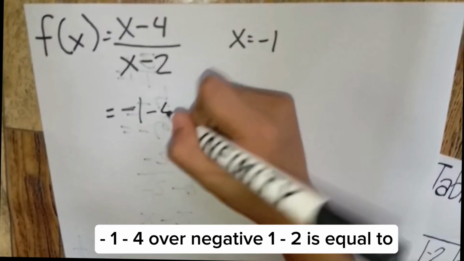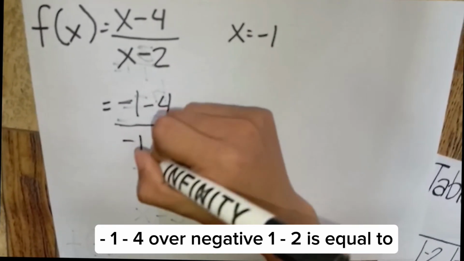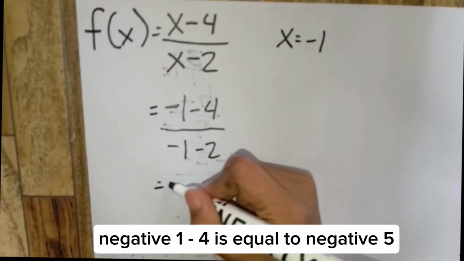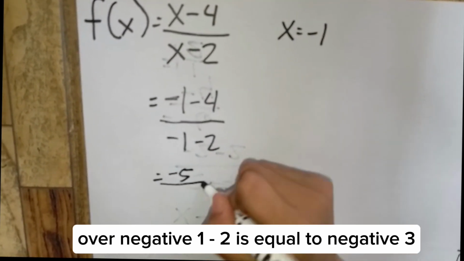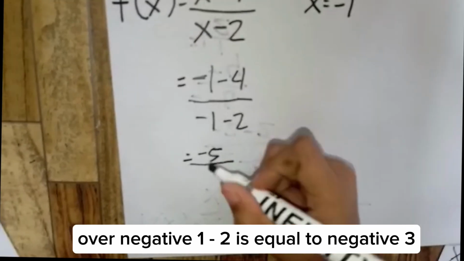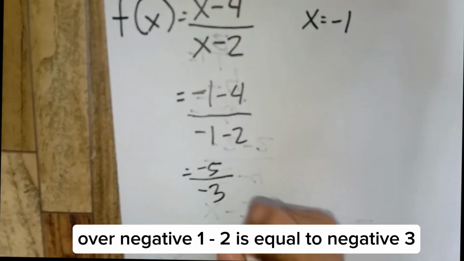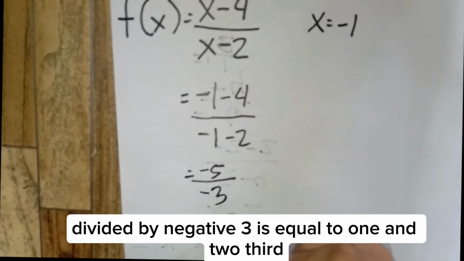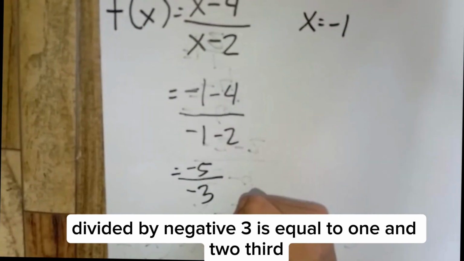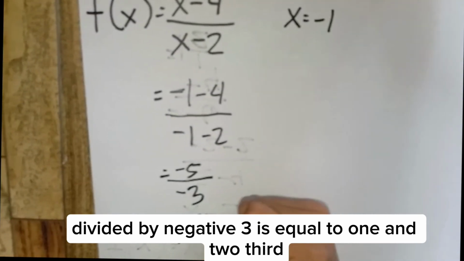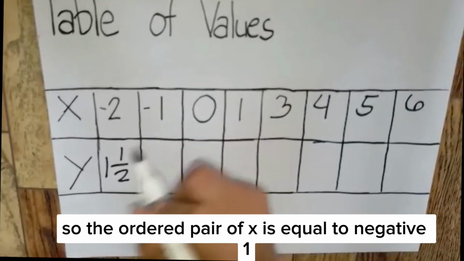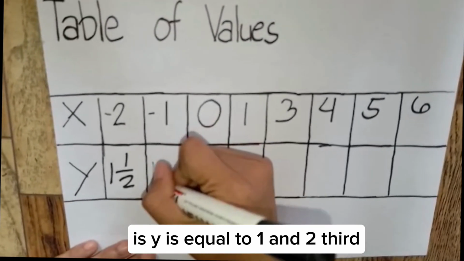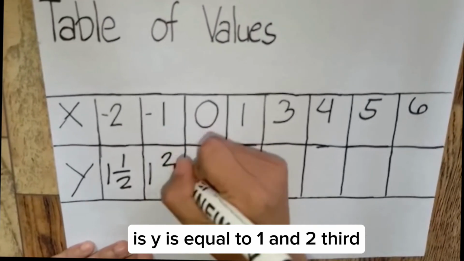Negative 1 minus 4 all over negative 1 minus 2 is equal to negative 5 all over negative 3. Negative 5 divided by negative 3 is equal to 1 and 2/3. So the ordered pair for x is equal to negative 1 is y is equal to 1 and 2/3.